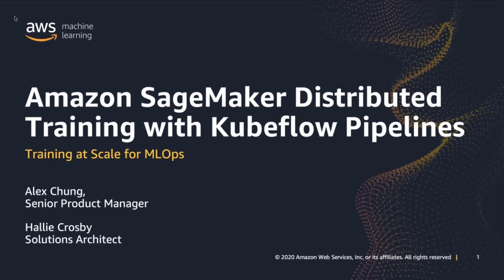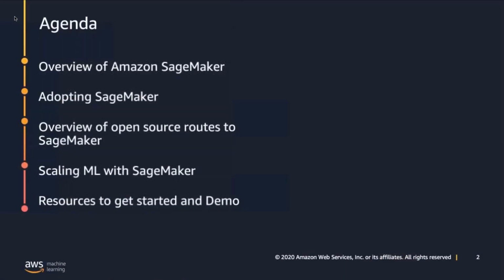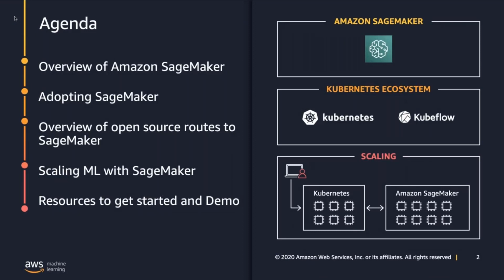And today we'll be talking about a very popular topic of leveraging SageMaker for distributed training with Kubeflow pipelines, essentially training at scale for ML ops. In this webinar, we'll be covering a few different things. First is what is SageMaker, the AWS ML platform. Next is ways to adopt SageMaker. Then an overview of open source routes to SageMaker, in terms of ways that you can integrate SageMaker with open source tools. Fourth, we'll be talking about scaling ML with SageMaker. And finally, we will finish with resources to get started and a demo, a live presentation with Kubeflow pipelines and distributed training.